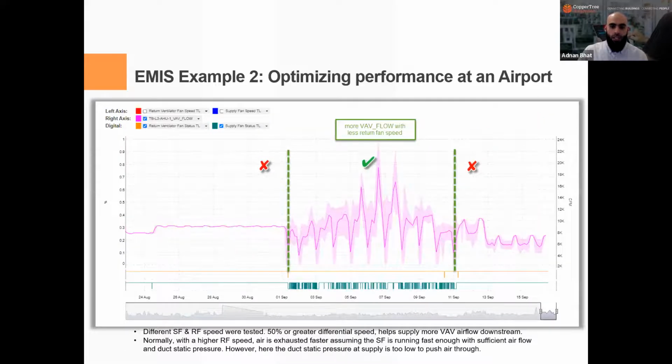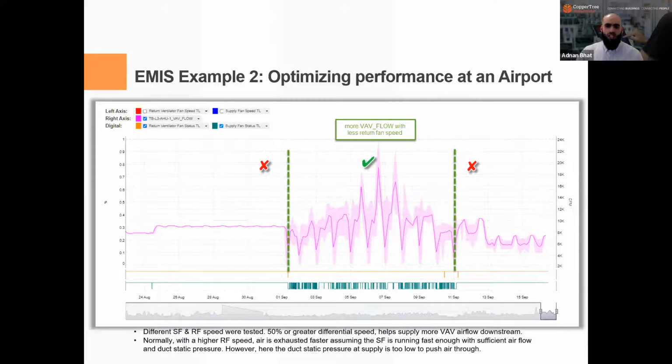This next plot is a plot of VAV airflow for the durations represented in the previous slide. And what we notice here is that a higher differential of 50% or greater in fan speeds helps to supply more VAV airflow downstream. With a 20% differential, we were at around 8,000 CFM, but with the return fan speed at 30% instead of 80%, and the supply fan being at 100%, that is, now we're operating at a 70% differential, we see that the CFM increases up to 18,000 CFM. So from 8,000 CFM, we go to 18,000 CFM, changing the differential from 20% to 70%.